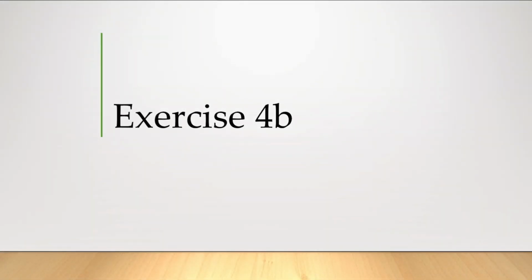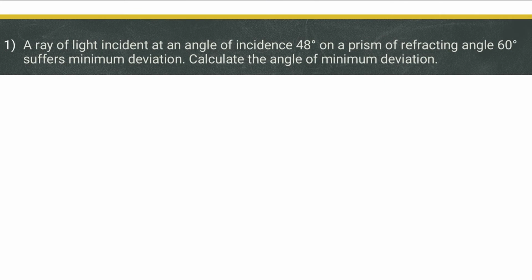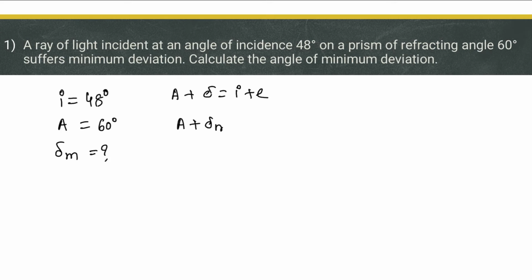Now exercise 4b. First numerical. A ray of light incident at an angle of incidence 48 degree on a prism of refracting angle 60 degree suffers minimum deviation. Calculate the angle of minimum deviation. So here angle of incidence is given 48 degree. Refracting angle of prism or prism angle is given 60 degree, and we have to find out the angle of minimum deviation. We know that A plus delta is equal to I plus E, but when delta is minimum, A plus delta minimum is equal to 2I.